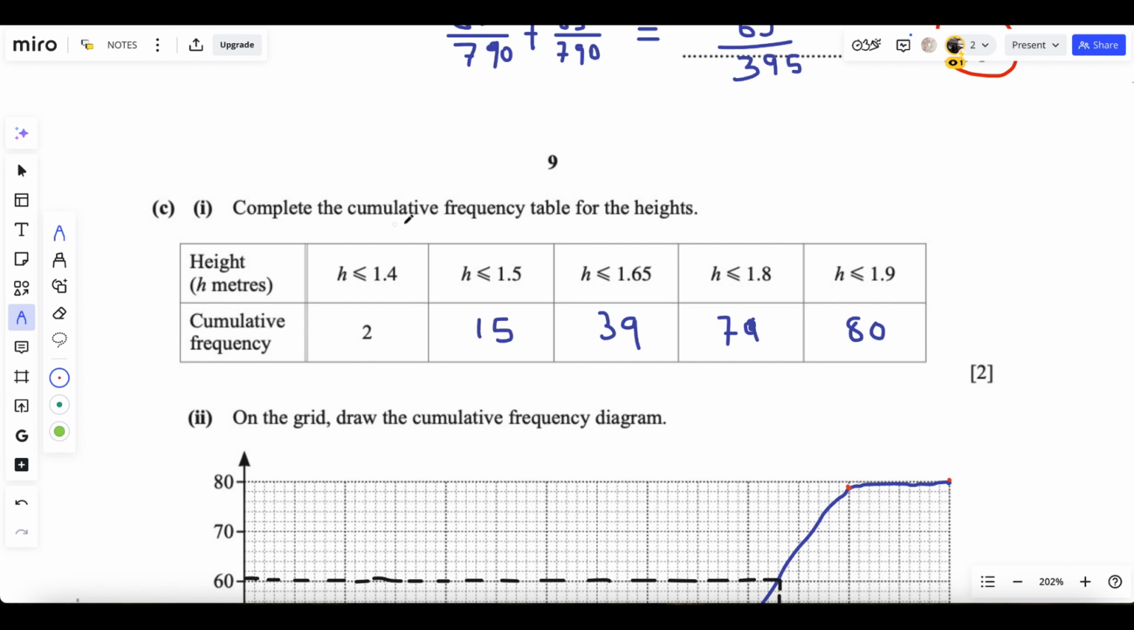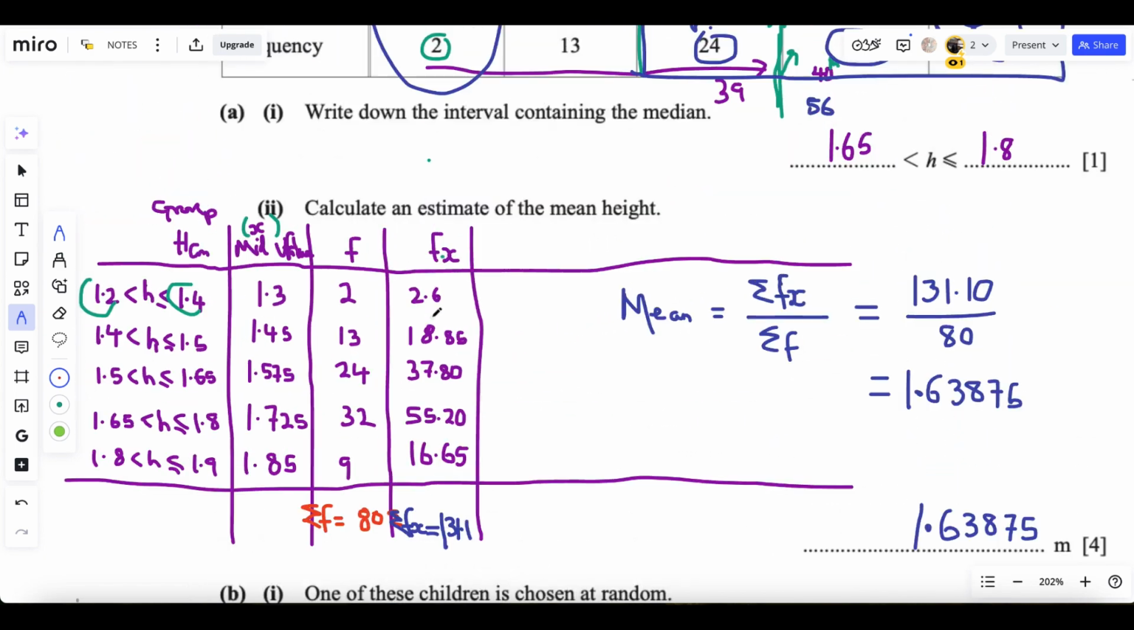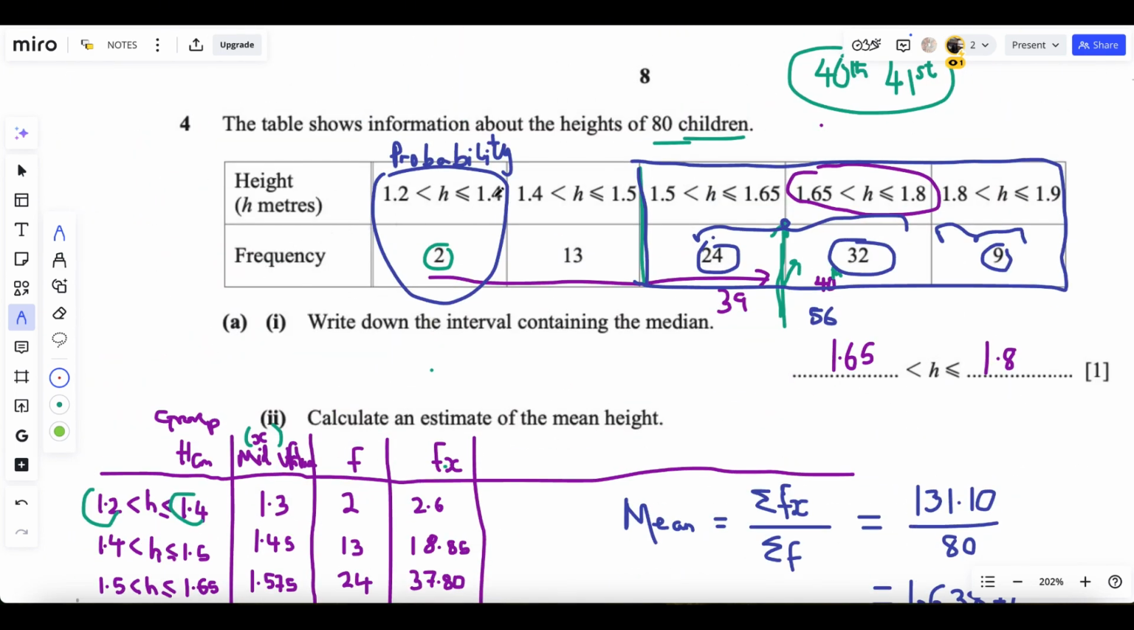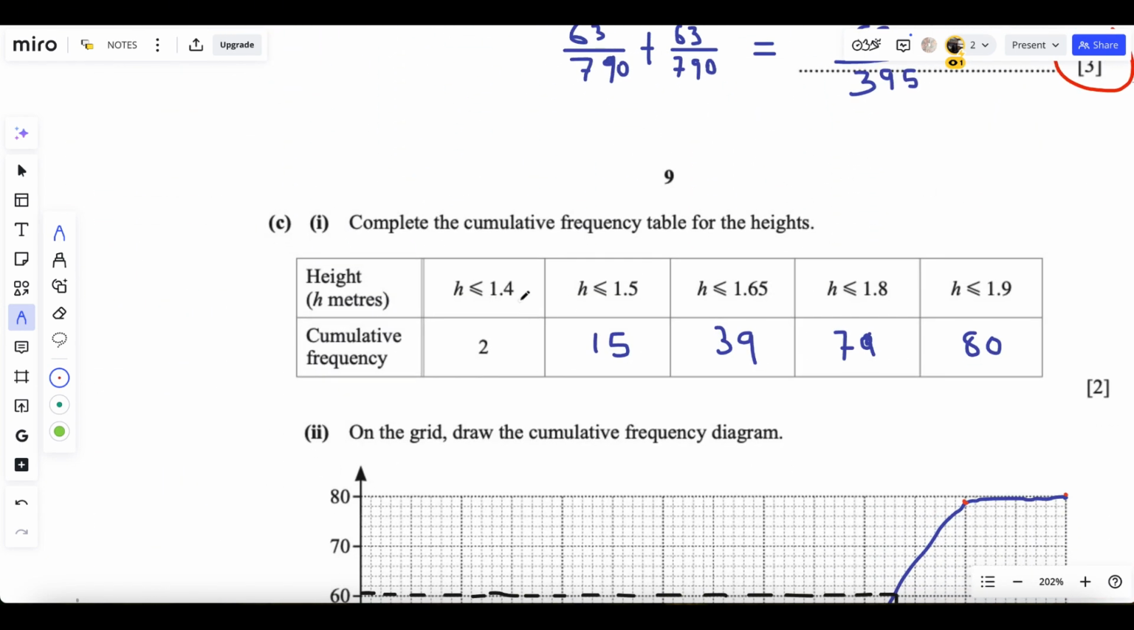The next question says complete the cumulative frequency table for the heights. Do you know what a cumulative frequency table is? They've given us certain heights. The lowest, we say h is less than or equal to 1.4. We go to the next one, 1.5, then 1.65, then 1.8, then 1.9. So this is what is given here: less than or equal to 1.4, 1.5, 1.65, 1.8, 1.9.